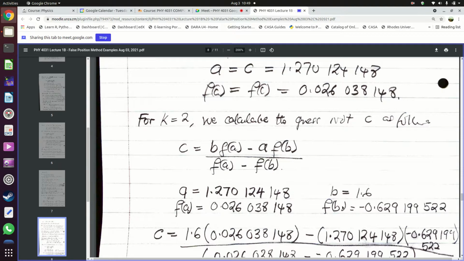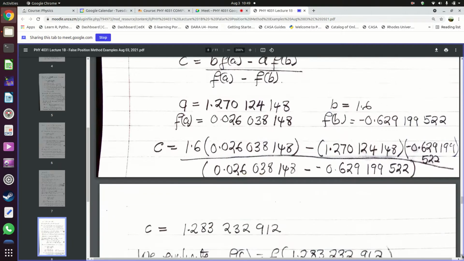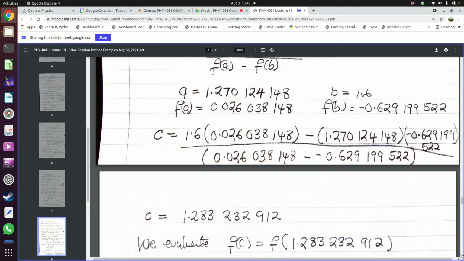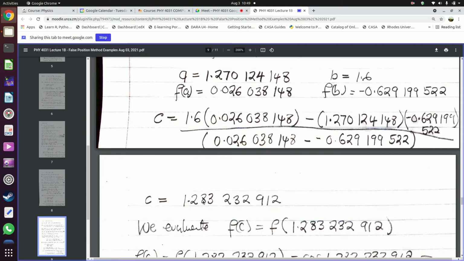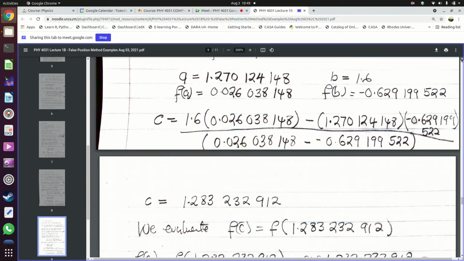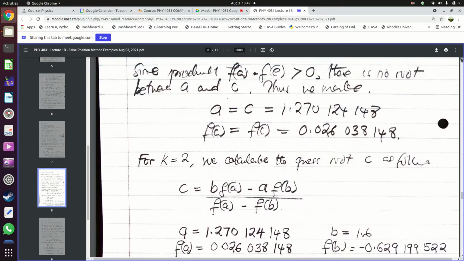Then your b is 1.6, your f of b is this much. So you substitute your values: c is equal to 1.6, minus f of b times the value of a, then f of a, which is this, minus your f of b, which is that, negative. You do the arithmetic there, and when you do that, you end up having c equal to 1.283232916.